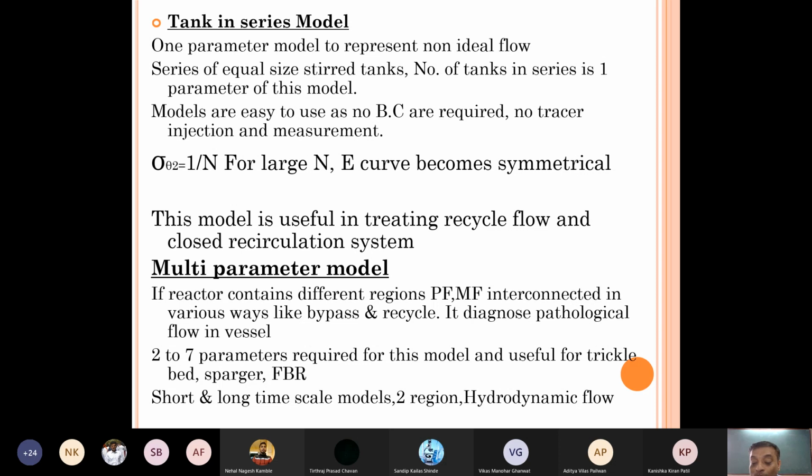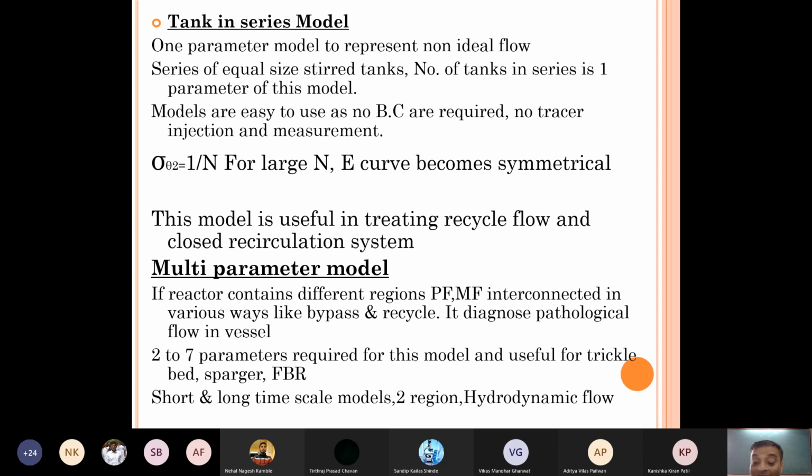Next, in dispersion model, we require tracer information. Stimulus response technique experiment करावा लागतो. पण Tankin series मॉडेलला तो एक्सपेरिमेंट करायची गरज नाहीये. स्टिम्युलस रिस्पॉन्स टेक्निक एक्सपेरिमेंट आपण मागच्या वेळी दाखवला होता ना, तो करावा लागतो, पण याला करावा लागत नाही, लक्षात ठेवा. You are getting or not? Okay, so no question of stimulus response technique, no question of tracer injection, no question of tracer measurement. सोपं झालं ना Tankin series model.